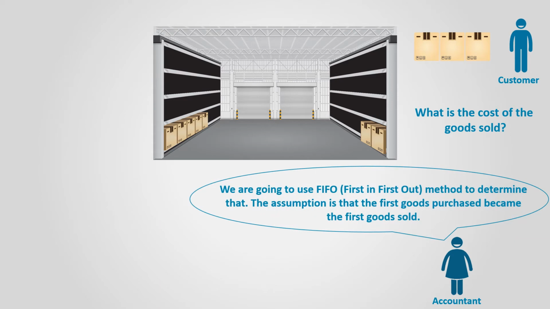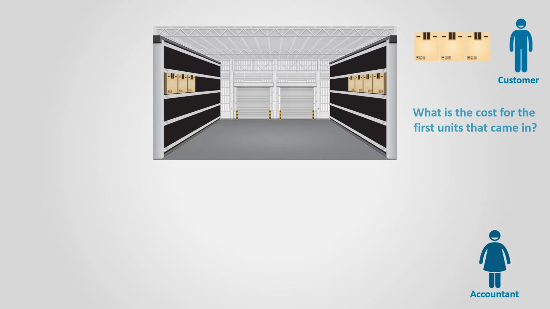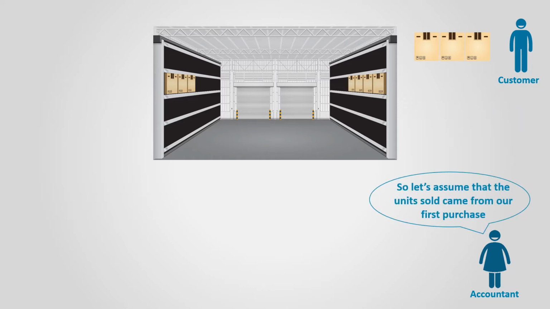We are using FIFO, hence the assumption is that the first goods purchased became the first goods sold. Since the business is using FIFO, we will assume that the 3 units sold are those units that were first purchased. The word assumed is important because, irrespective of the physical units that are sold, we still assume that they are still coming from those units which were purchased first.